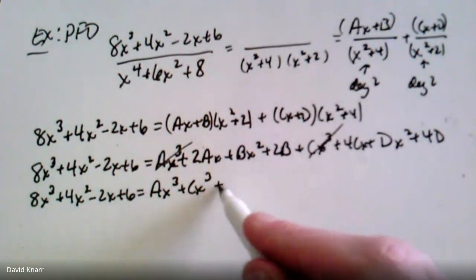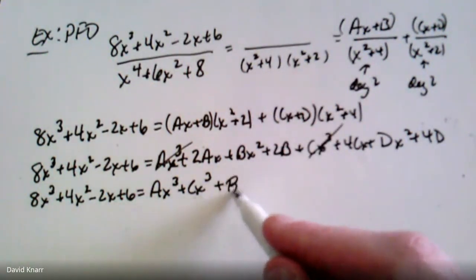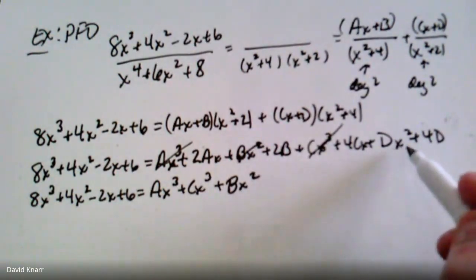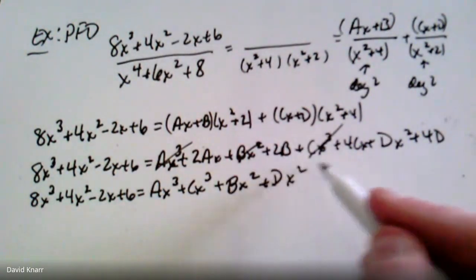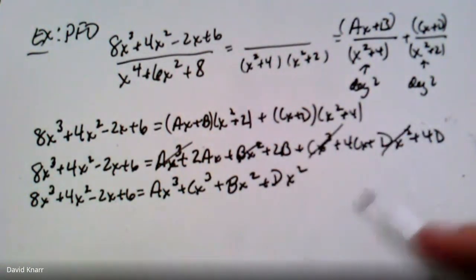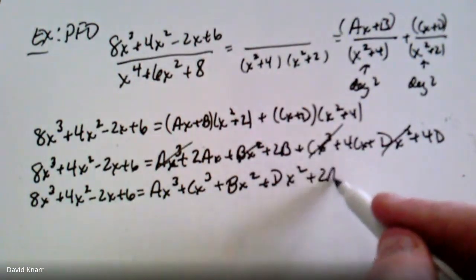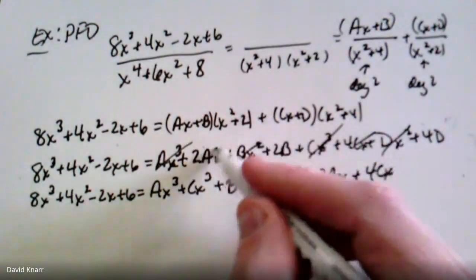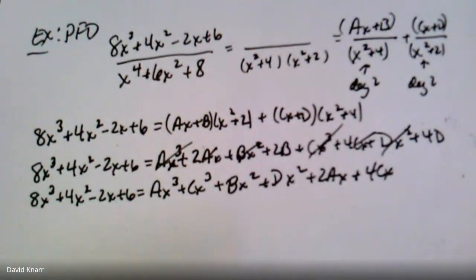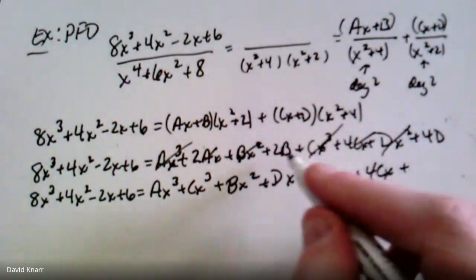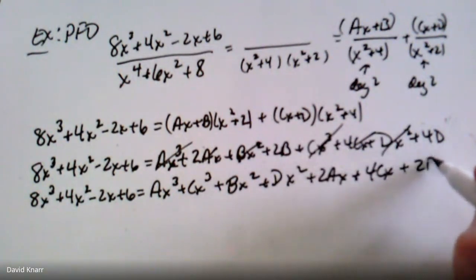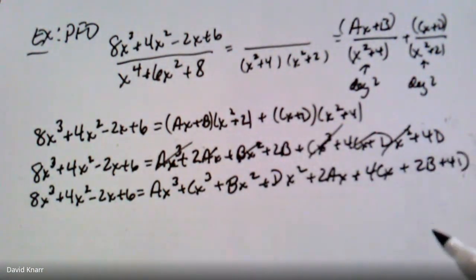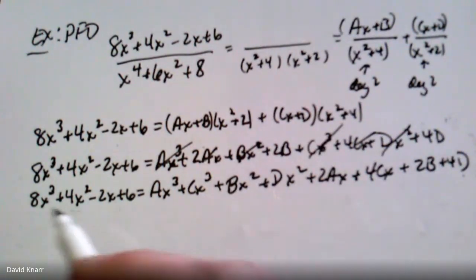Next, I'm going to go to the x squared. So I'm going to put them in standard form. I got bx squared and dx squared. So I'm going to put those two next to one another. And then I'm going to have 2ax and 4cx go next to one another. And then finally, I'm going to put the two that don't have a variable at all, 2b and 4d, next to one another. All right, now there's a reason I did this.